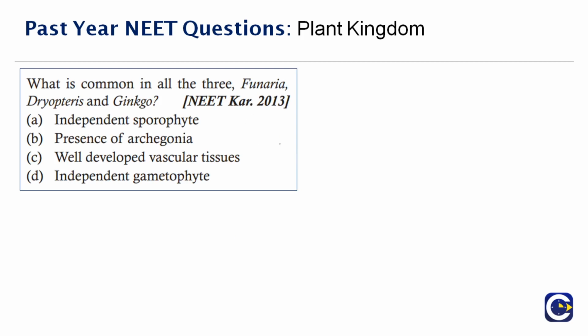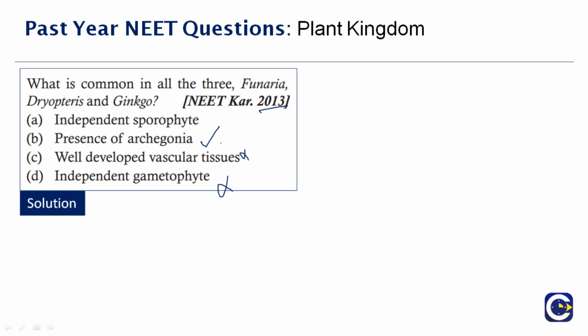This question was asked in the year 2013. Okay, what is common in all the 3? Funaria, Dryopteris and Ginkgo. Okay, fine. Coming to the solution. So what is that common thing that you find in all the 3? Okay, so talking about each option, independent sporophyte, no, not every 3, all the 3 have independent sporophyte. Presence of archegonia, yes. Well developed vascular tissues, no. Some plants have vascules, some plants do not have vascules. Independent gametophyte, no. Therefore the correct answer is presence of archegonia.